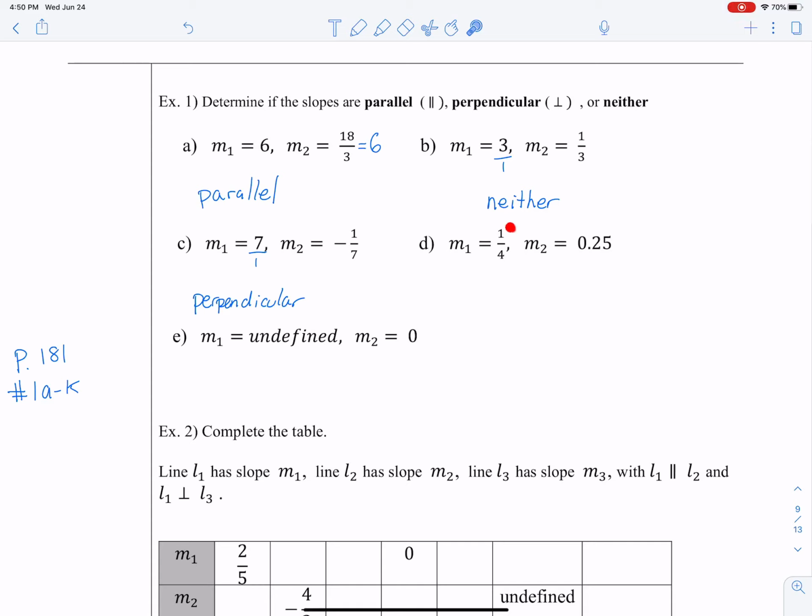All right, then we're going to compare 1 over 4 and 0.25. So here we're comparing a fraction and a decimal. If we take 1 over 4, we convert it to a decimal, it becomes 0.25. So now we have 0.25 compared to 0.25. So this is parallel.